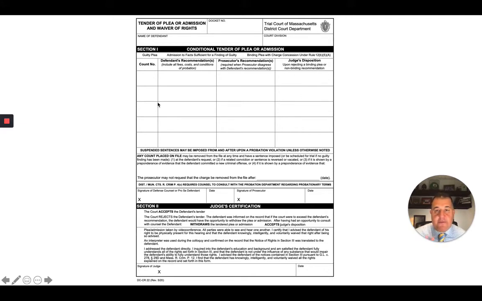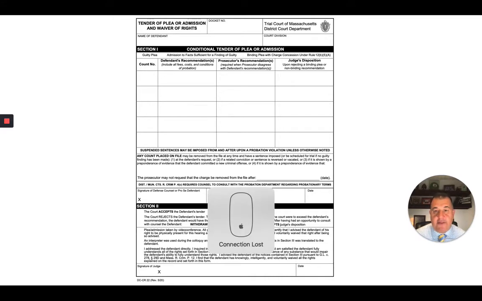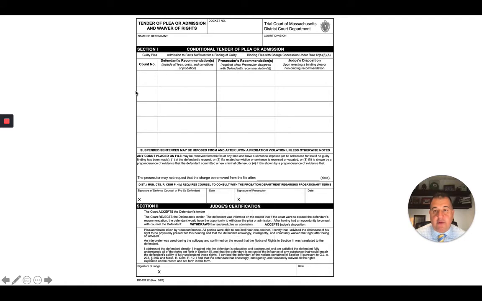Now, this is the front form of the plea. This is what they call, again, the tender of plea or admission. The second page of the form, which I'm going to get to in a second, has some pretty important rights on it that we're going to talk about right now. Okay, so let me go to that page.